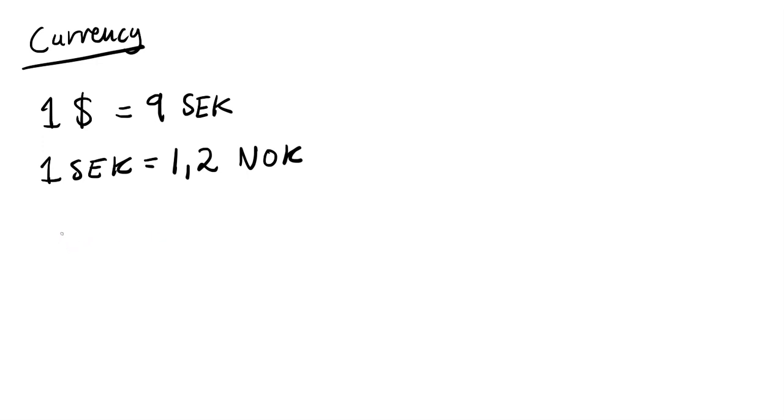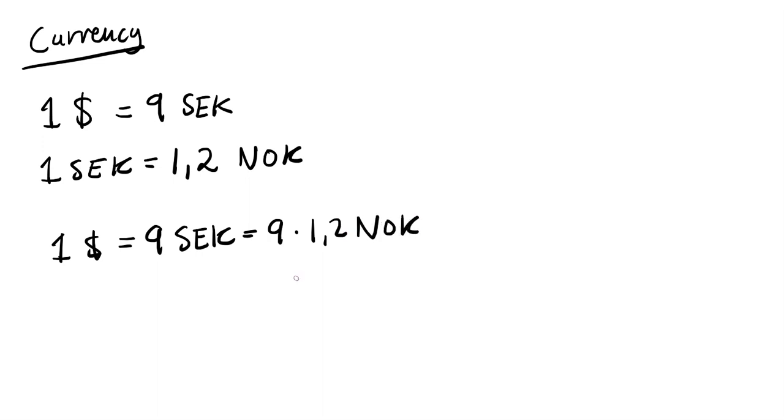Then you can just transform between units in a normal fashion. For example, you have that $1 is equal to 9 Swedish krona. And that in turn is equal to 1.2 Norwegian. Then you just have to multiply. So it's 9 times 1.2, 10.8. So you can count with currency just in the same way as you count with other units.